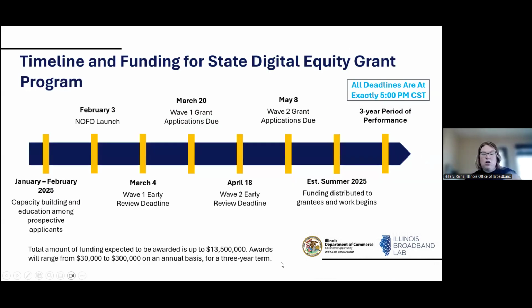And this may be new for some folks. So we have launched the Illinois Digital Equity Capacity Grant, and these are the dates that are important to you. We will review these a couple of times, and of course, as we said, these slides are going out to you. So we launched on February 3rd. We were very excited to do so. Wave 1 will be open for 45 days, out to March 20th.